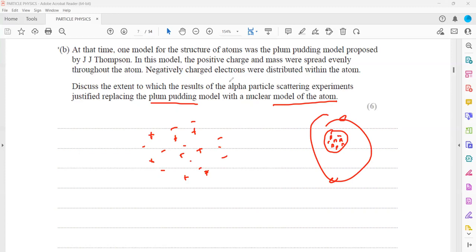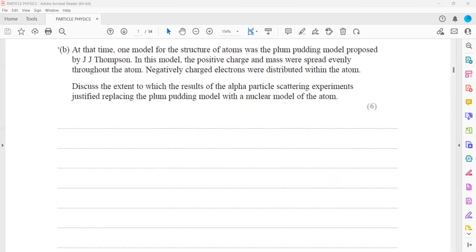So we want to discuss the extent to which the result of alpha particle scattering replaces the plum pudding model with a nuclear model of an atom. So how do we justify that the nuclear model is correct? First, what are the observations, and then from the observations, what are the conclusions? We observe most of the alpha particles pass through. So if most of the alpha particles are able to pass through, it means a major portion of the atom is empty. If a major portion of the atom is empty, this statement cannot be correct, because it mentioned positive charges and the mass were spread evenly throughout the atom.